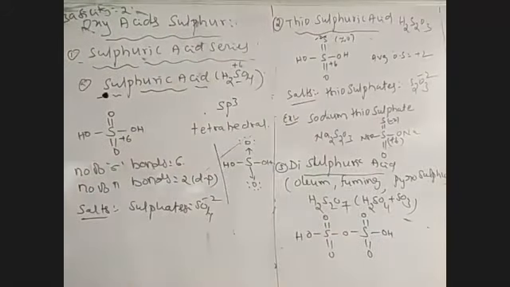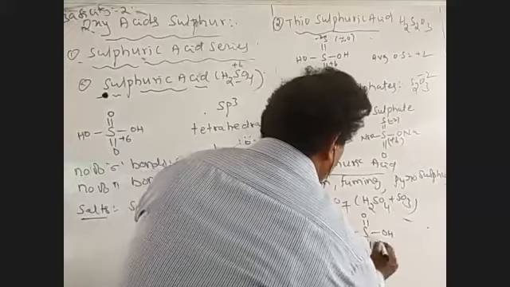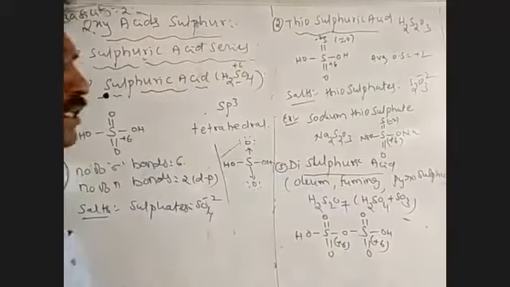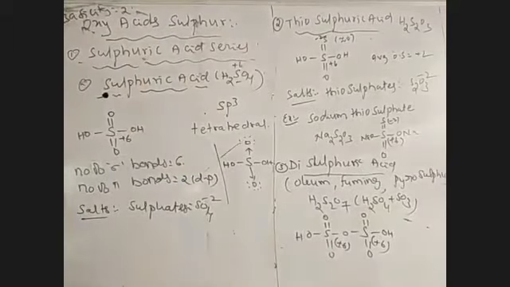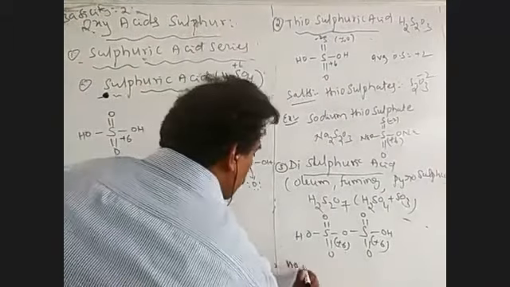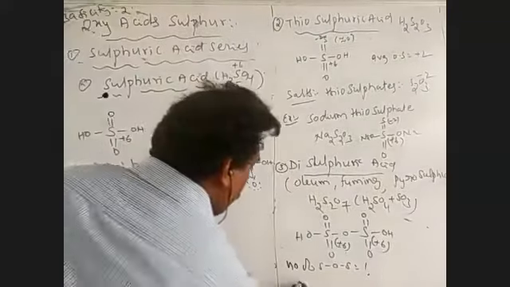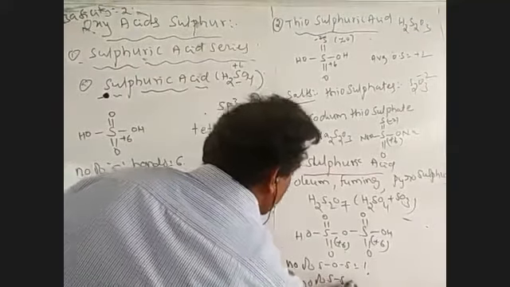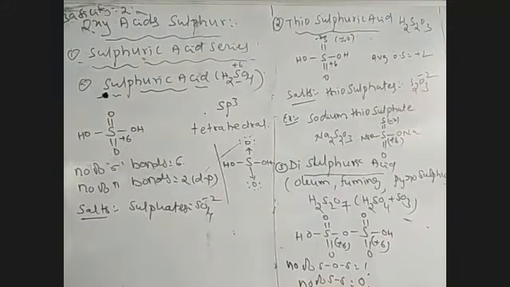In this, two sulfur atoms are there. This sulfur has the +6 oxidation state, and this sulfur also has the +6 oxidation state. Both sulfur atoms have the oxidation state +6. In disulfuric acid, the number of S-O-S bonds is equal to 1, and the number of S-S bonds is 0.